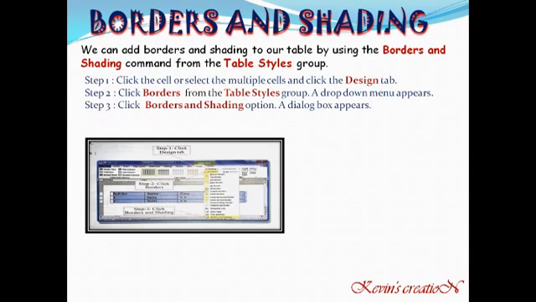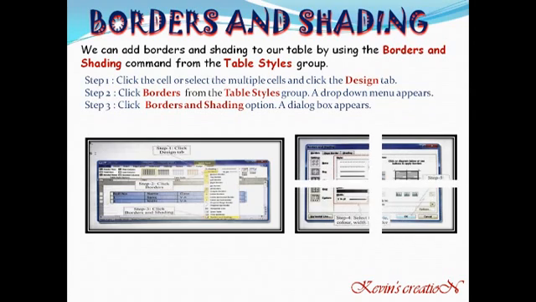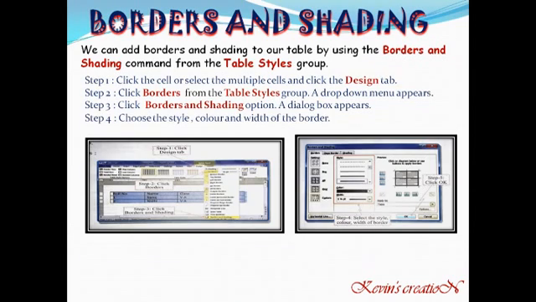Click border and shading option. A dialog box appears. Now here you have got the dialog box, you can see. So various types of borders are there. Whichever is preferred you can choose. Not only that, you can choose the style, you can choose the color, which border of which color, and width of the border, what could be the thickness of your border.